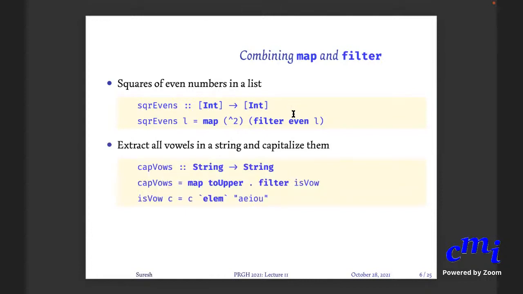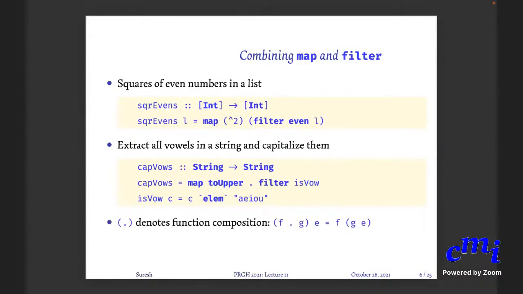Similarly, extract all vowels in a string and capitalize them. Capitalize vowels, that is the function that I want to write. So what I do is filter each vowel. Each vowel is nothing but asking if the character is an element of A, E, I, O, U. So it checks whether c belongs to one of these 5 letters. Now I am first filtering out each vowel and then mapping toUpper to that result.